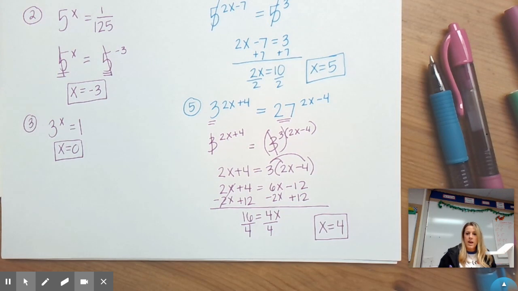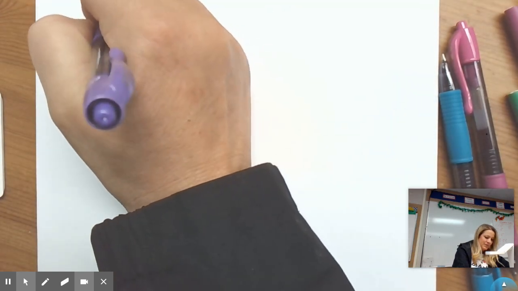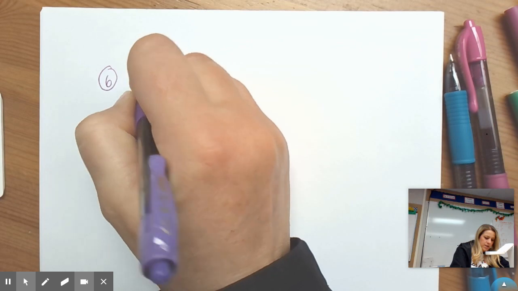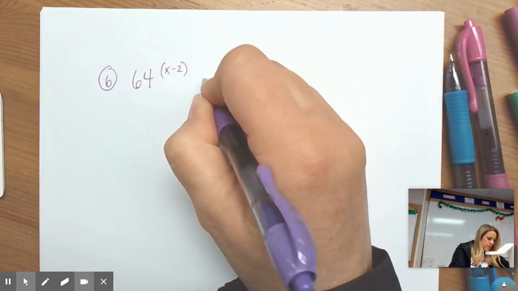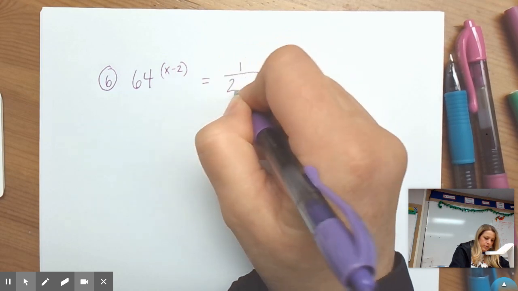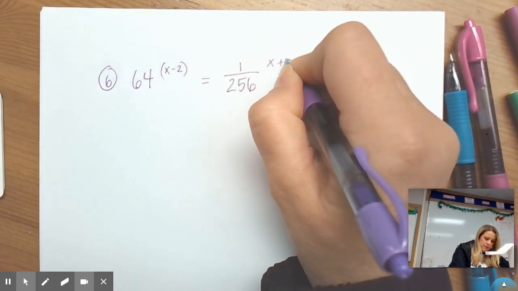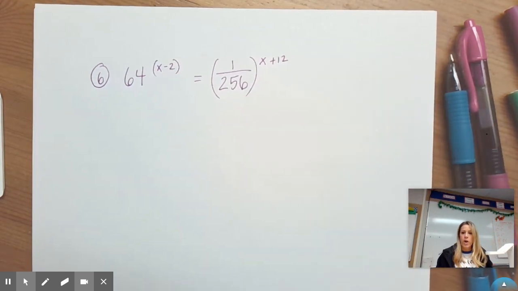All right, we got one last one. I saved the best for last. Get excited. All right, so here it is: 64^(x minus 2) equals 1 over 256 raised to the x plus 12 power. Okay, so whoa, big numbers, all right?